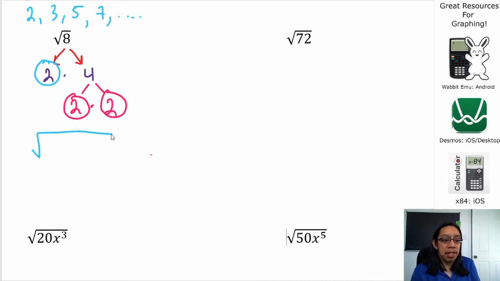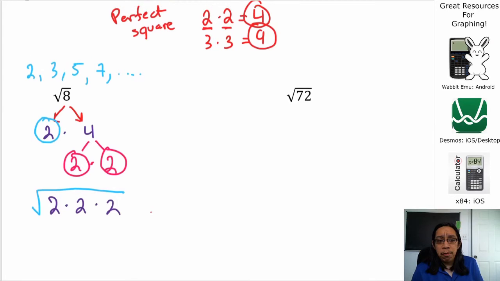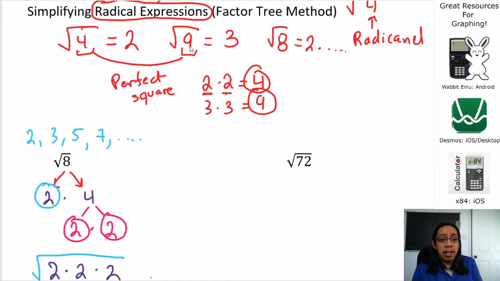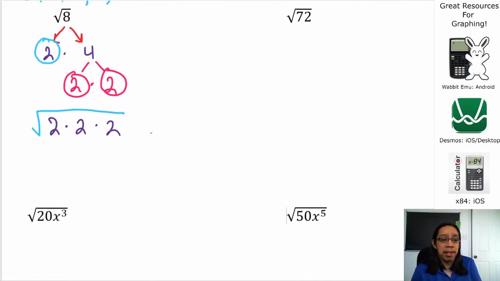The next step is that you're going to replace the number 8 that was in the square root with all of the prime numbers that you have. So in this case, we have 2, we have another 2, and we have another 2. Notice I'm not including that 4 because that's not a prime number. So what do we do with all these 2's? Well, going back to the idea of the perfect square, you want to circle the number with itself. In other words, notice that I'm always doing pairs of the same number, and that's exactly how we're going to go about simplifying this expression.